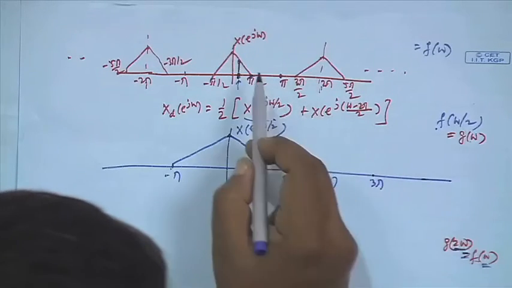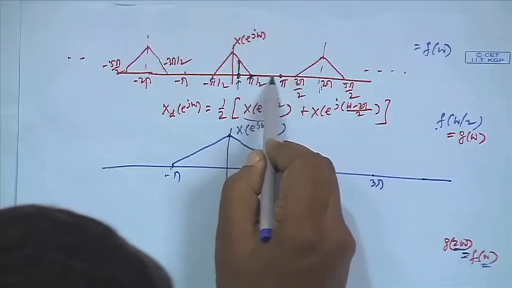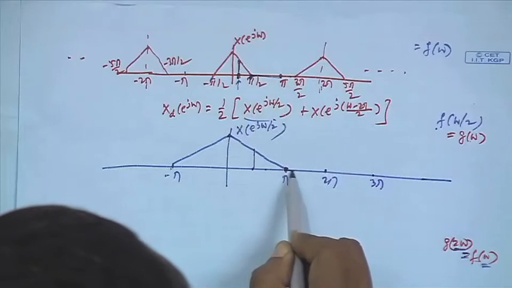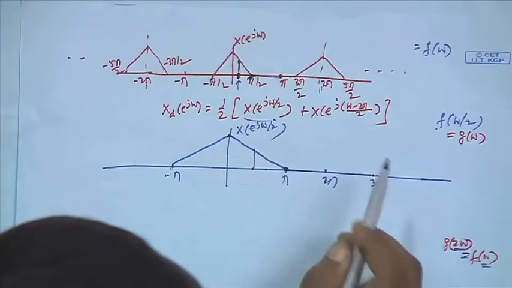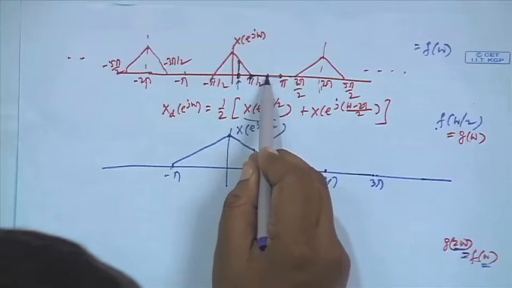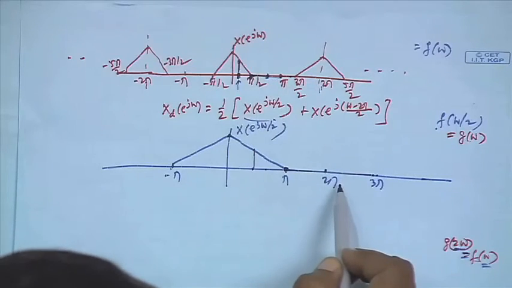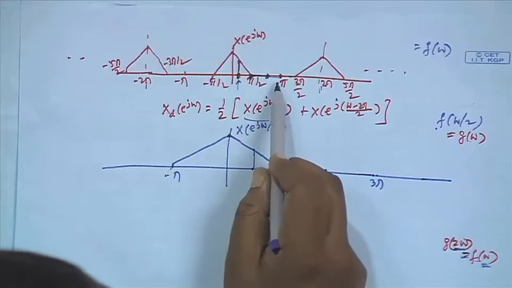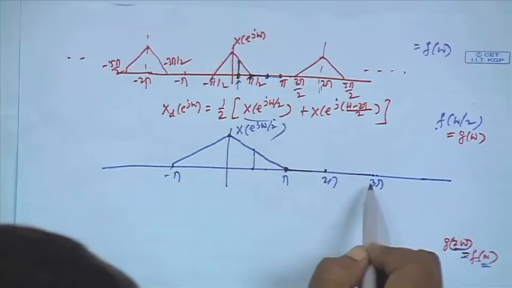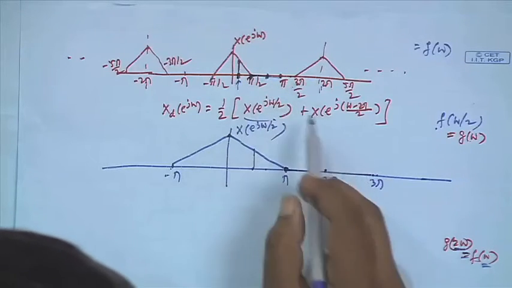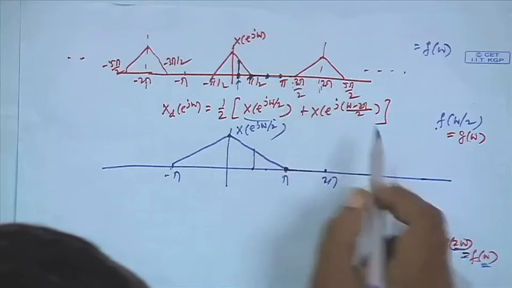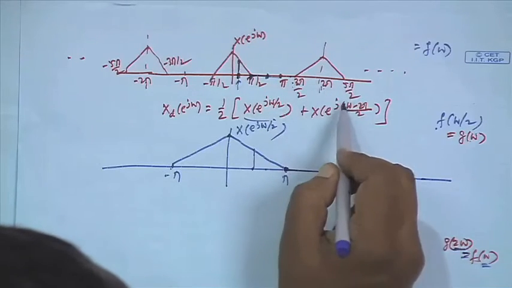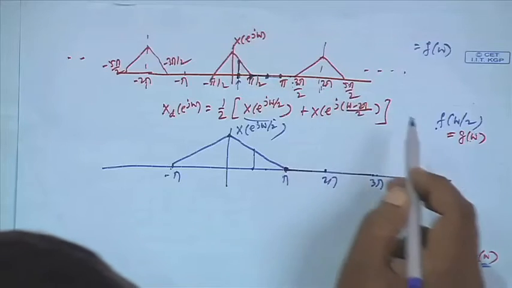Then, from pi by 2 to 3 pi by 2, there are zeros. These zero values come here because whatever the value at any frequency omega, that will come at twice that frequency. So pi by 2 becomes pi, pi goes to 2 pi, 3 pi by 2 goes to 3 pi. All these values are 0, so zeros here. Then from 3 pi by 2, which is 3 pi here, 2 pi means 4 pi, and 5 pi by 2 means 5 pi.